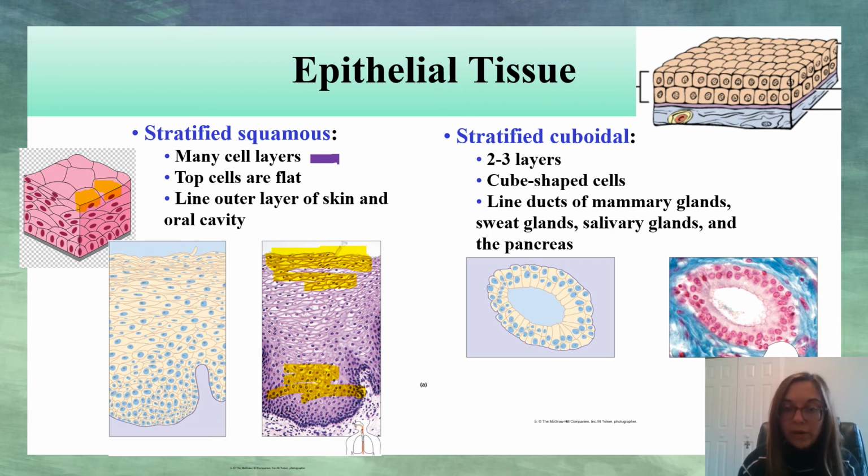Then we have stratified cuboidal. It's two to three layers of cube-shaped cells. They line ducts of the mammary glands, sweat glands, salivary glands, and the pancreas. Thinking about cuboidal, they have more room to store things in those cells, so for mammary glands, they can produce the milk. Sweat glands can produce the sweat. Salivary glands produce saliva. So remember how the cells look, their structure, is related to their function, or what they do.